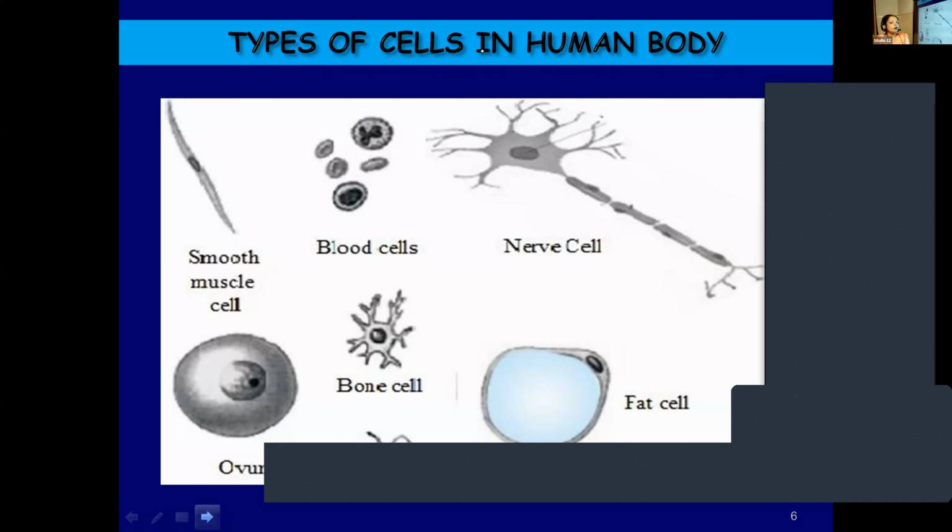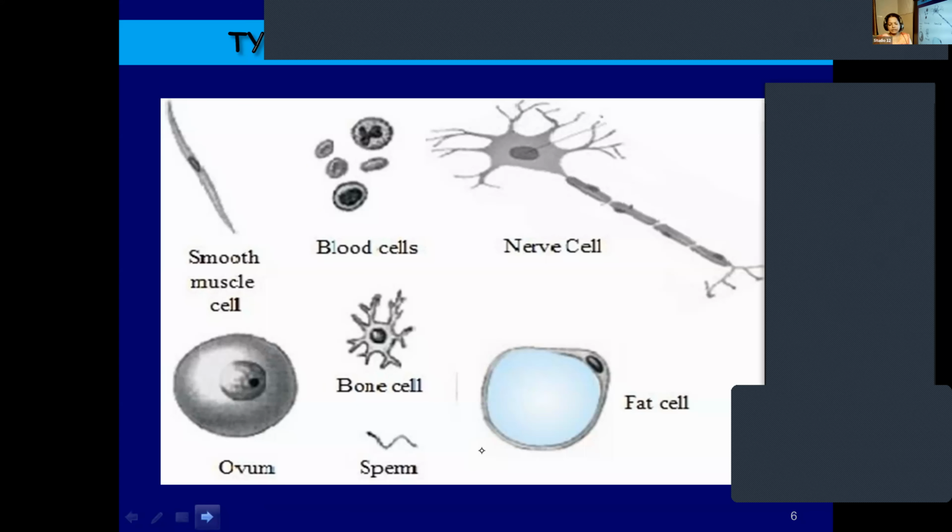And all these cells are not identical. There are different types of cells. Some of the examples you can see, and as you see in the figure, they are not similar in their shapes, and their functions also differ. Smooth muscle cell, blood cells, nerve cell, bone cell, fat cell, ovum and sperm. Last year you learned about the gametes, male and female gametes, ovum and sperm. So these are some examples of cells in our body. And as you can see in the picture, their shapes differ.